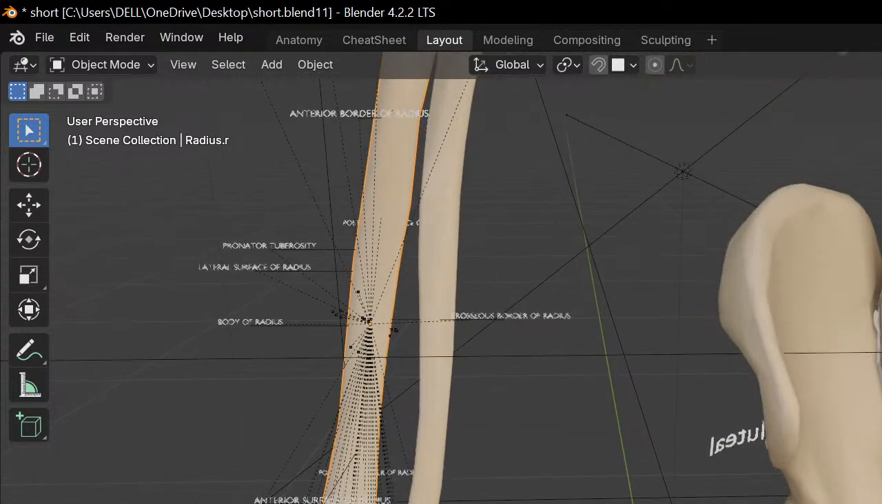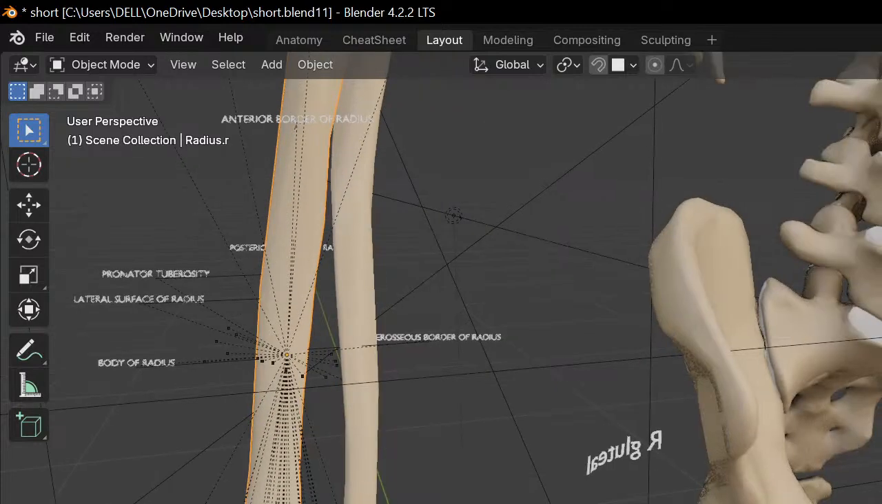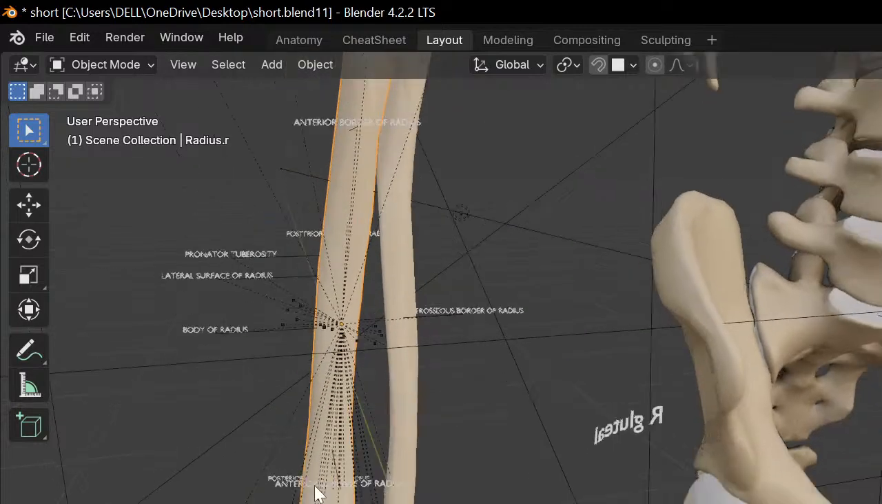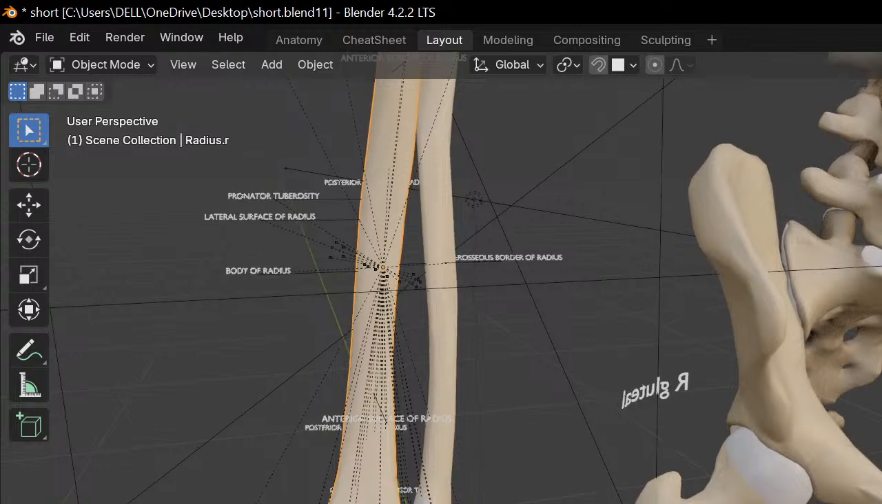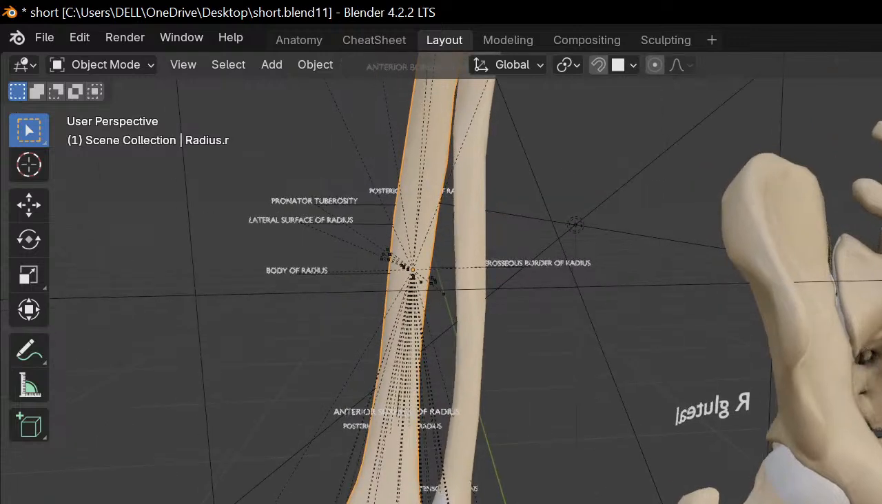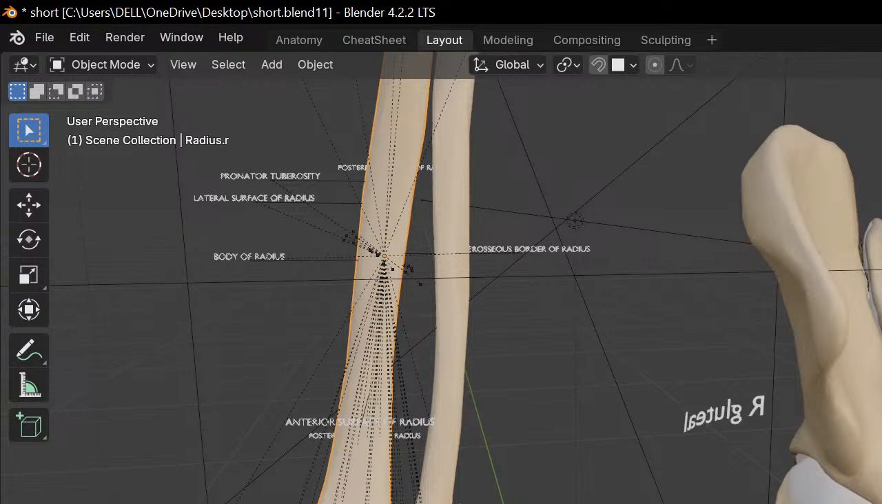In the radius, we have the shaft, and then the distal end of the radius, and on the lateral side we have the radial styloid process. So this is the radial styloid process. The ulnar styloid process is on the medial side. So those are the two bones of the forearm.